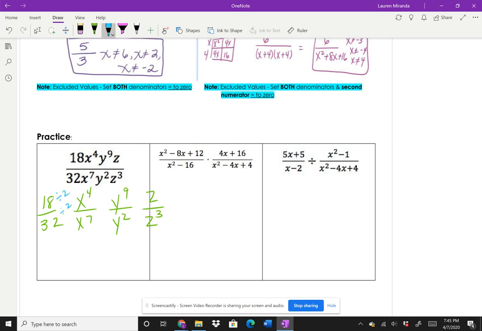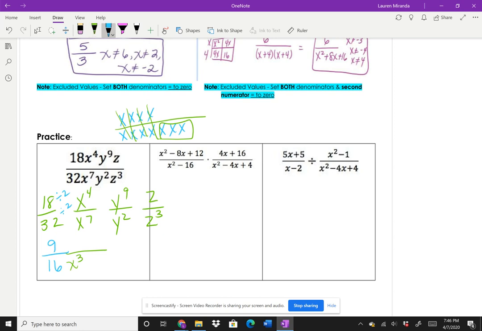18 divided by 2 gives us 9. 32 divided by 2 is 16. I have 4 x's on top of 7 x's, 4, 5, 6, 7. And then let's just check out what cancels. Okay, I'm left with x to the 3rd in the denominator.